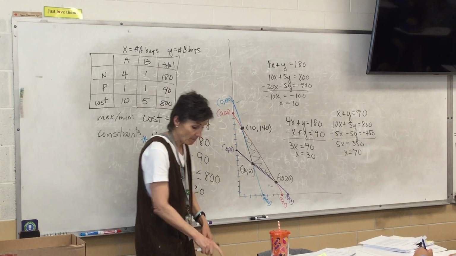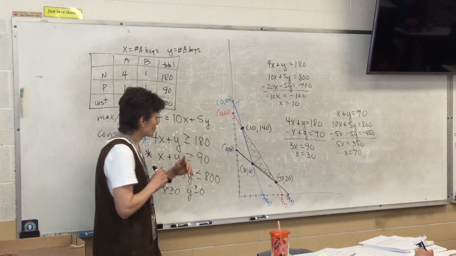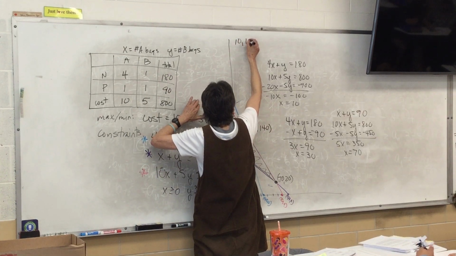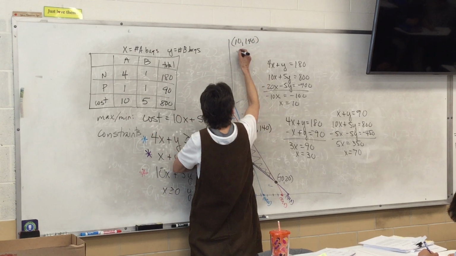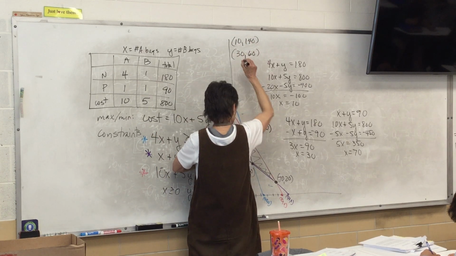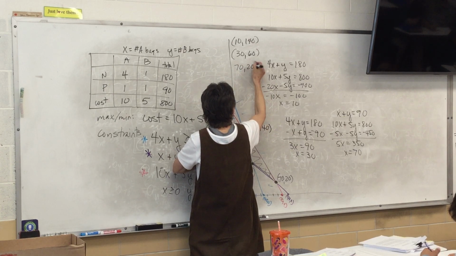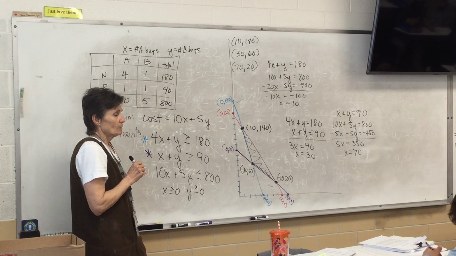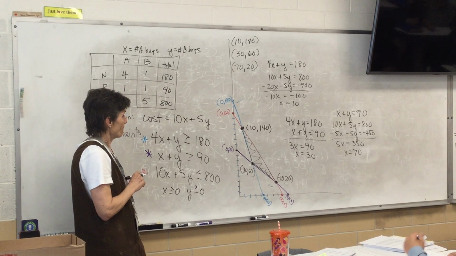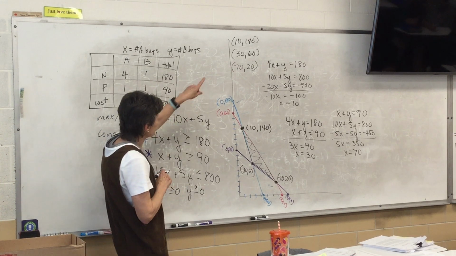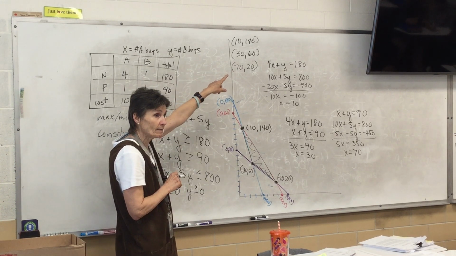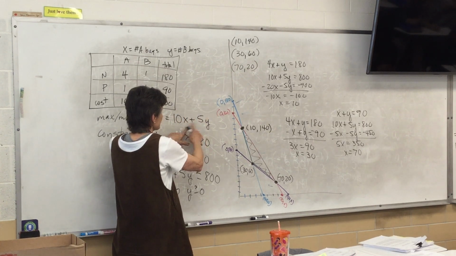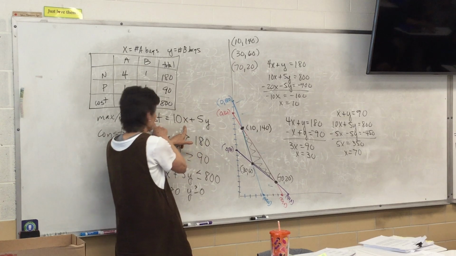So you'll notice on the paper, I wrote vertices. Your vertices are these points right here: 10, 140, 30, 60, order doesn't matter, and 70, 20. Those are the vertices of my feasible region, my overlap area. Now I'm going to take each one of those, an X and a Y, and plug it in right here. If I have 10 X's and 140 Y's, how much is it going to cost me?